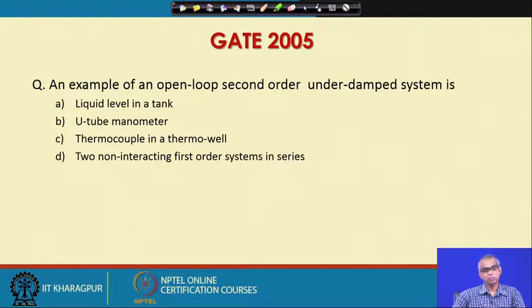Liquid level in a tank is basically a first order system, U-tube manometer is the second order system, thermocouple in a thermowell, bare thermocouple will be a first order system, but thermocouple in a thermowell will be multi-capacity systems, that means two first order systems in series, two non-interacting first order systems in series. So, only the correct option will be U-tube manometer. U-tube manometer is an example of open loop second order underdamped system.